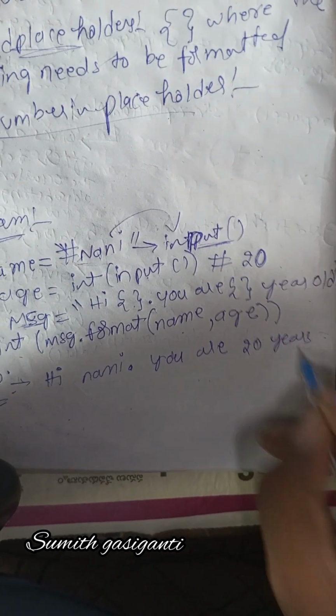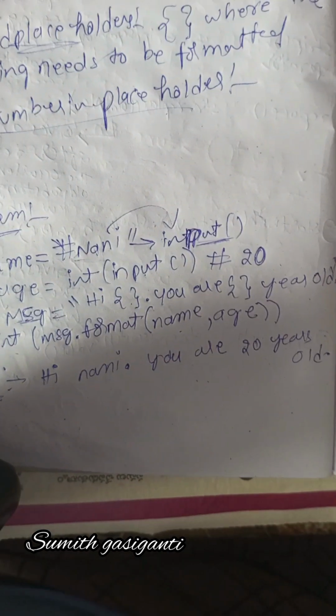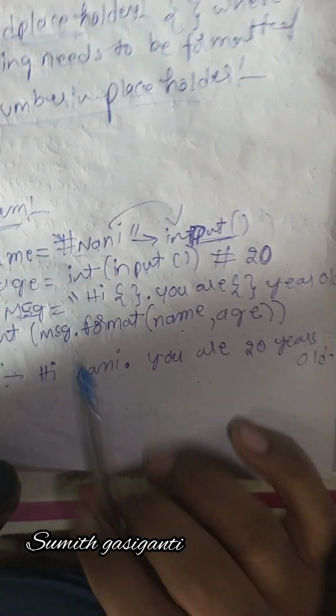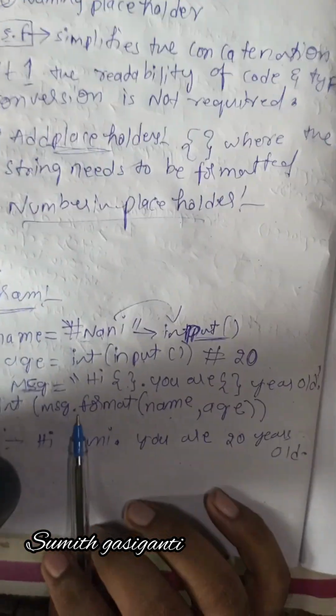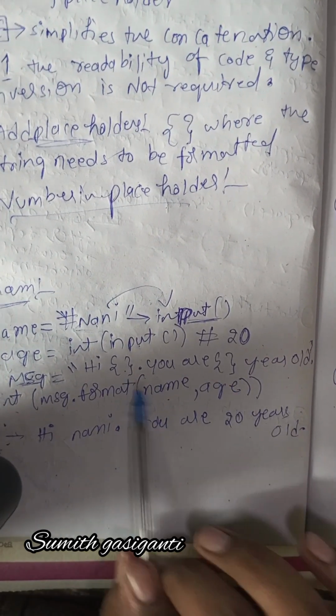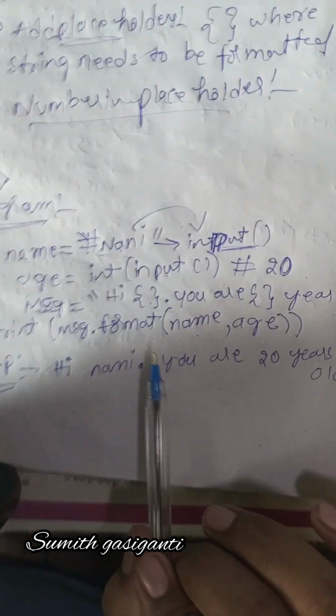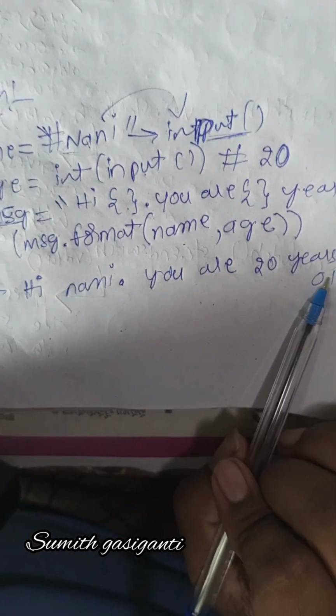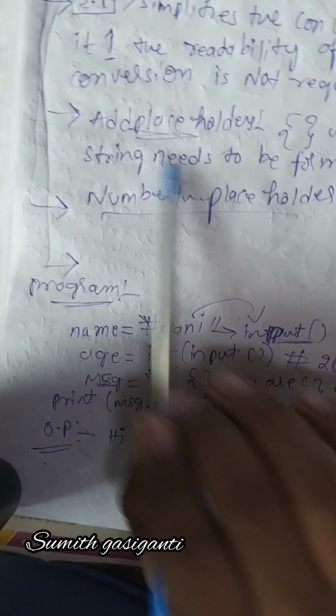20 years old. This will be the output. In this way, add placeholders are to be added to get a specified output. This is about the add placeholder.